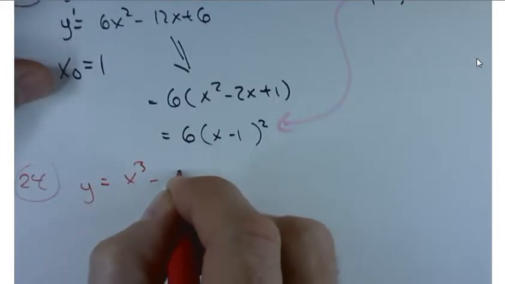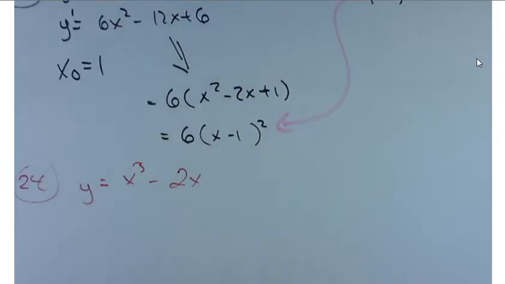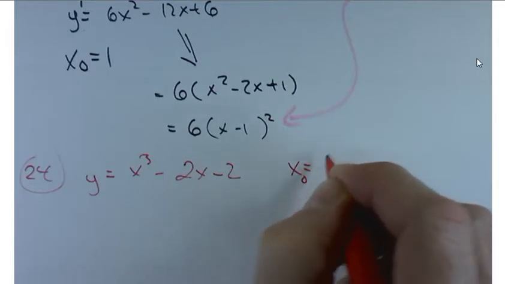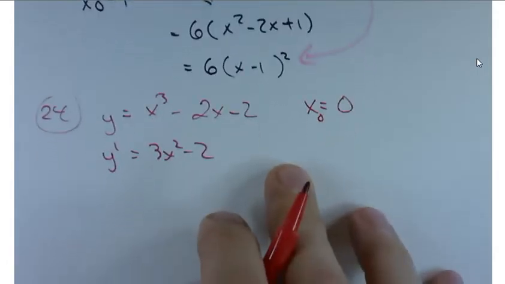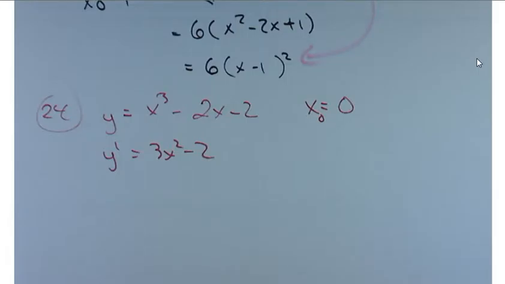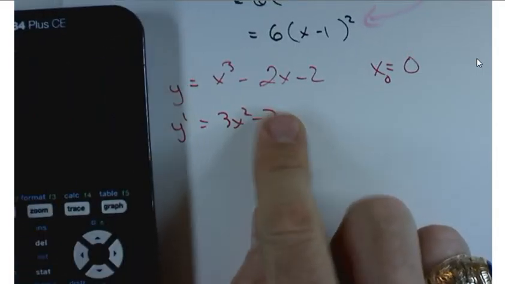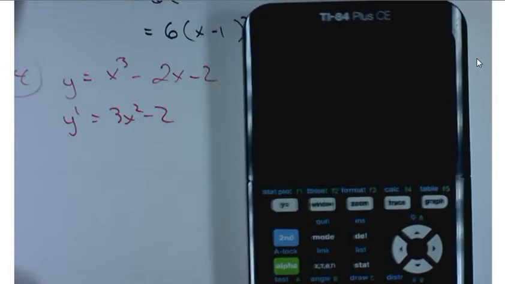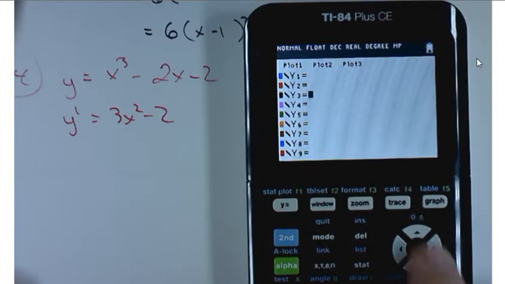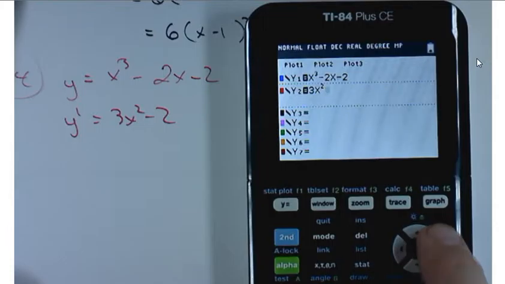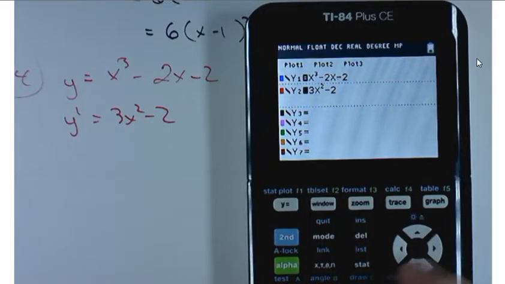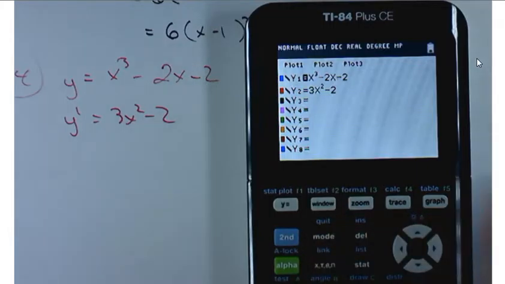y equals x cubed minus 2x minus 2. They give us an initial guess of 0. All right. Let's plug these into our calculator and see what we can come up with. I'm going to plug in the function and its derivative. So x cubed minus 2x minus 2 over 3x squared minus 2. It might be in your best interest to shut off the graph of the derivative and actually graph the function. But we'll do that later.